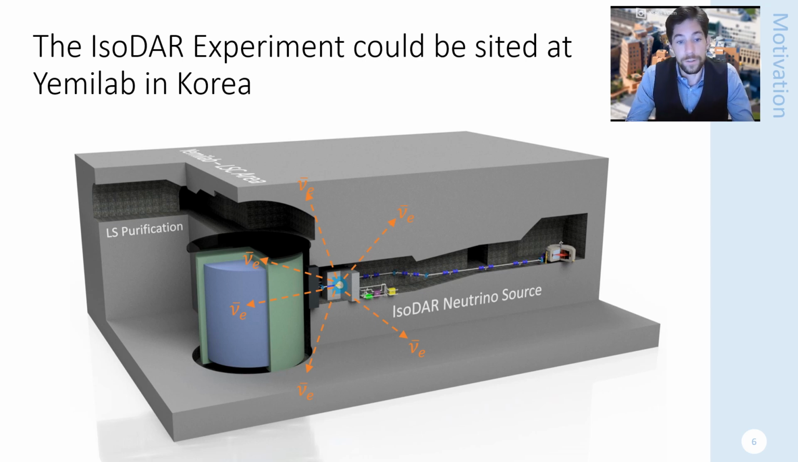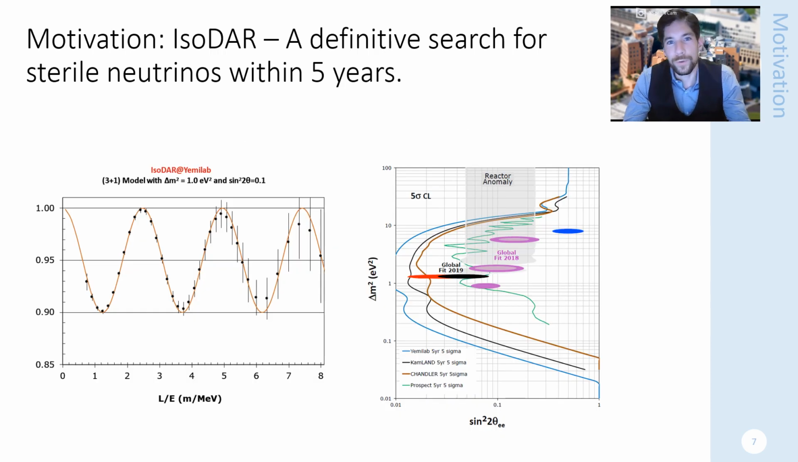Some of these electron antineutrinos will then travel into the detector, where they can be measured very precisely when they interact with the protons in the water or the liquid scintillator. And by doing this, we can produce a plot like the one on the left here that is very similar to the KamLAND plot that I showed earlier. On the horizontal axis, you have the distance traveled over the neutrino energy, and on the vertical axis, the survival probability of the electron antineutrinos in the detector.